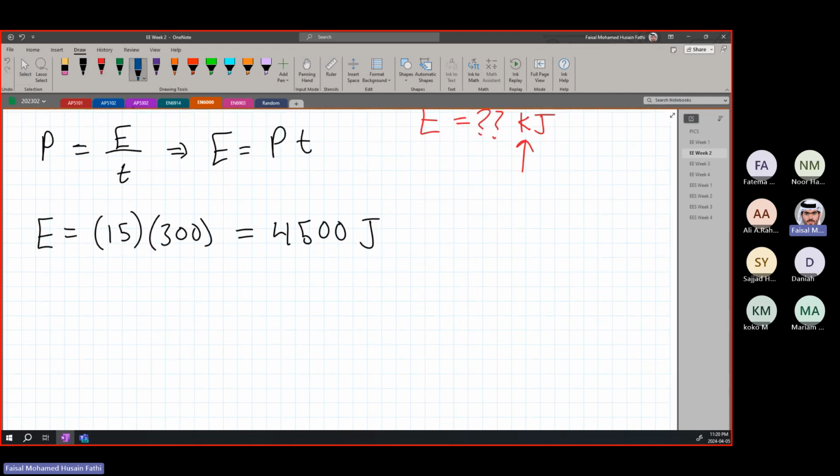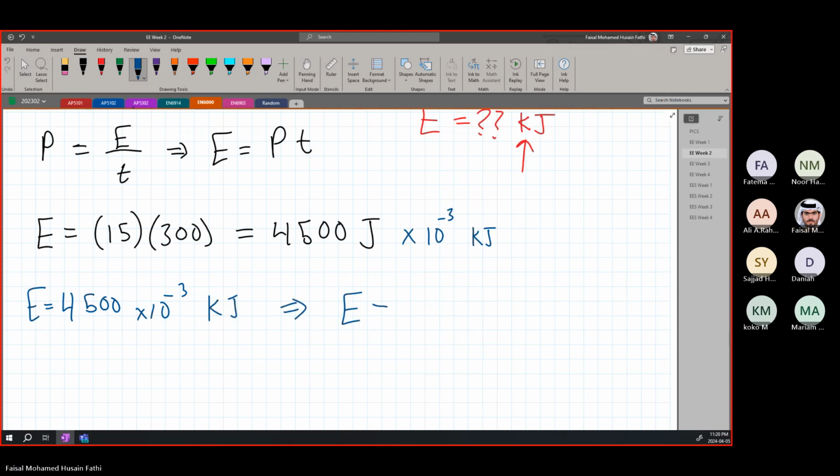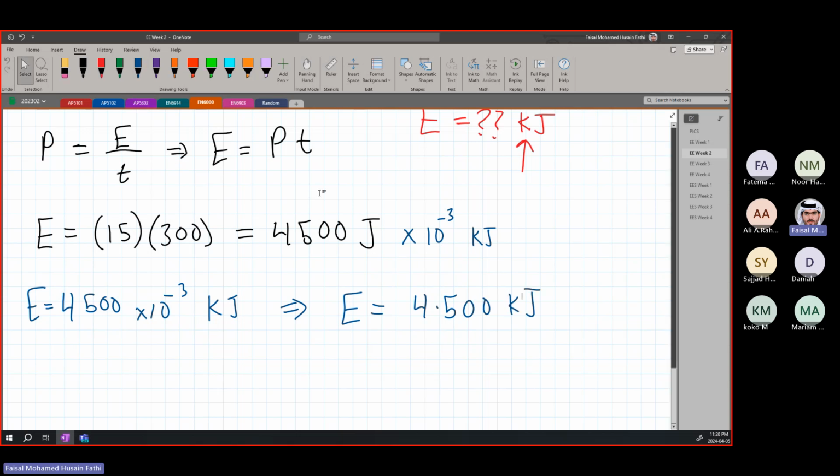So to convert this into kilojoules, again, same idea. We have joules. We want it to go into kilo. So we have to multiply by 10 to the power minus 3 to get to kilojoules. So energy is going to be equal to 4500 times 10 to the power minus 3 kilojoules, which equals 4.500 kilojoules. Very simple, very straightforward.